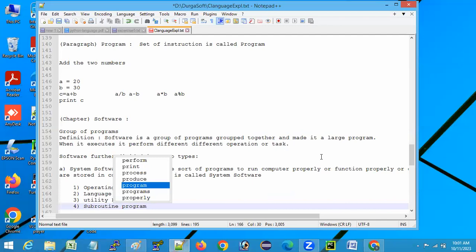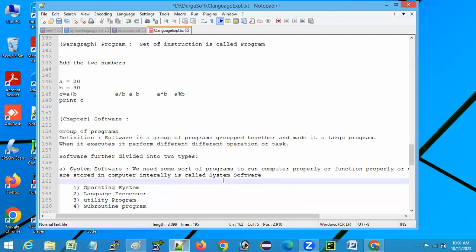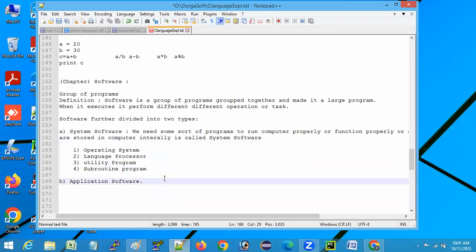And the next, we'll discuss this one by one later. So the system software is further divided into four types. One is called the operating system. Second is called the language processor. Third one is called the utility program. Fourth one is called the subroutine program.